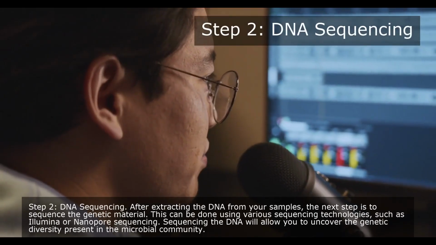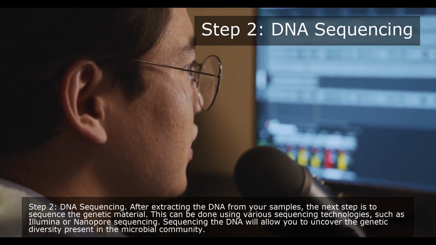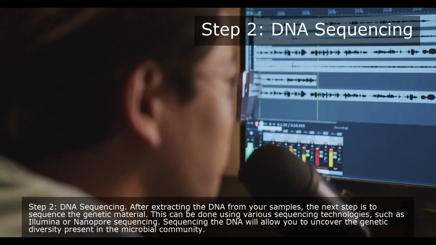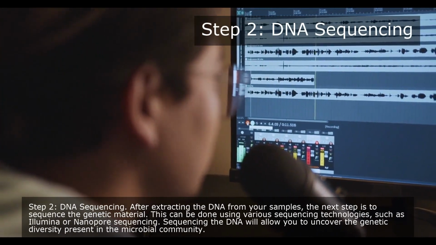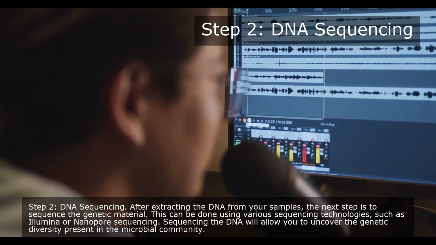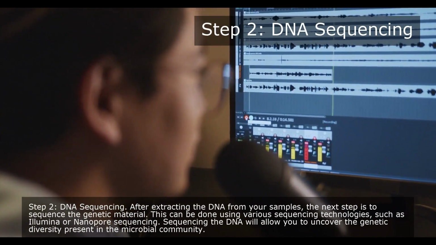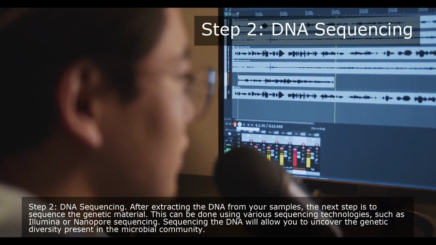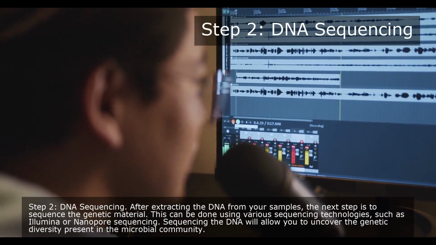Step 2. DNA sequencing. After extracting the DNA from your samples, the next step is to sequence the genetic material. This can be done using various sequencing technologies, such as Illumina or nanopore sequencing. Sequencing the DNA will allow you to uncover the genetic diversity present in the microbial community.